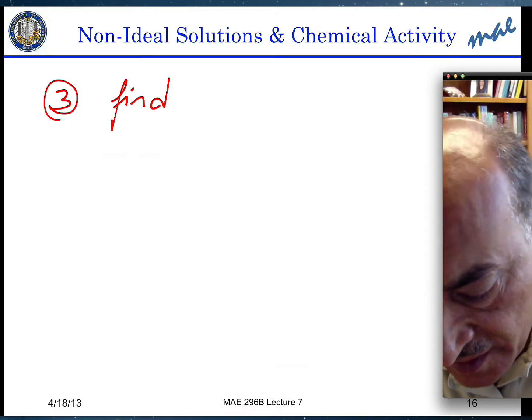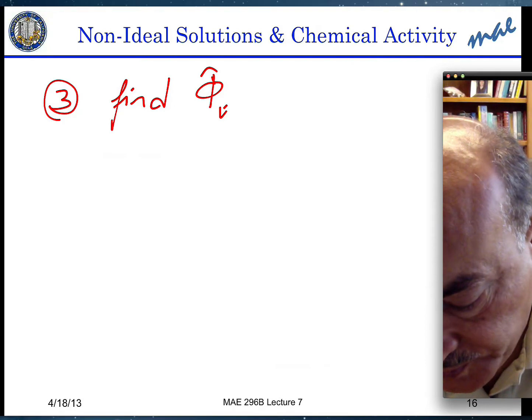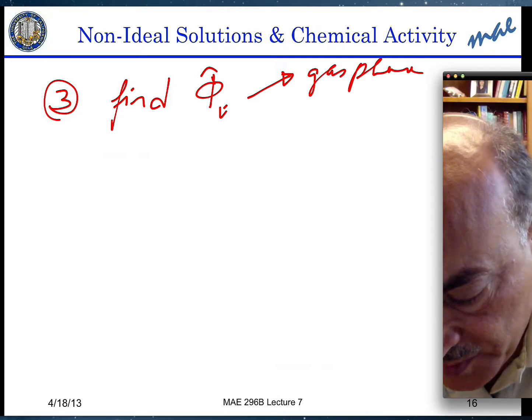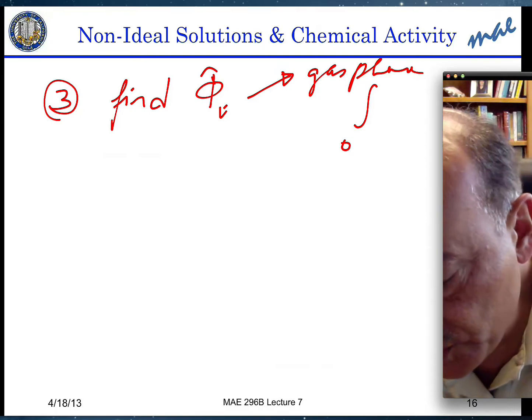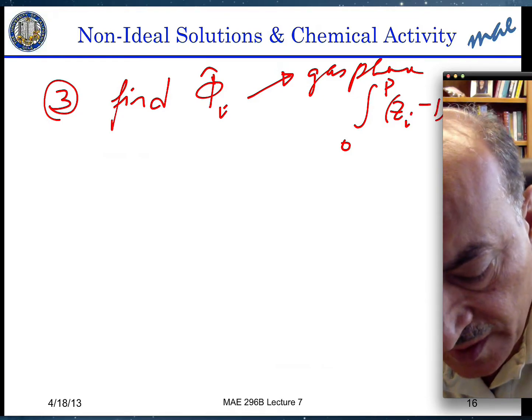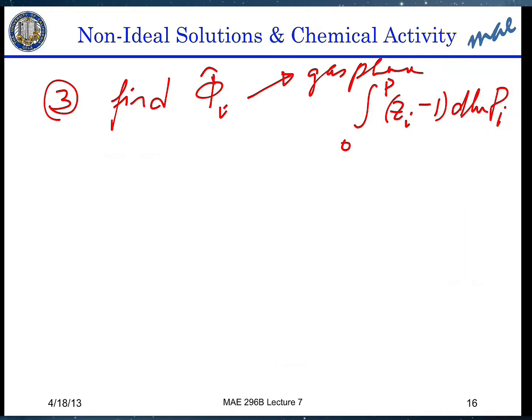So we want to find the fugacity coefficients in solution, and this we obtain, if it is gas phase, by integration from 0 to the current pressure of the compressibility of element i minus 1, d ln of p_i. And we can also, if we don't have the gas phase compressibility, obtain it from thermodynamic properties, which is usually the case.